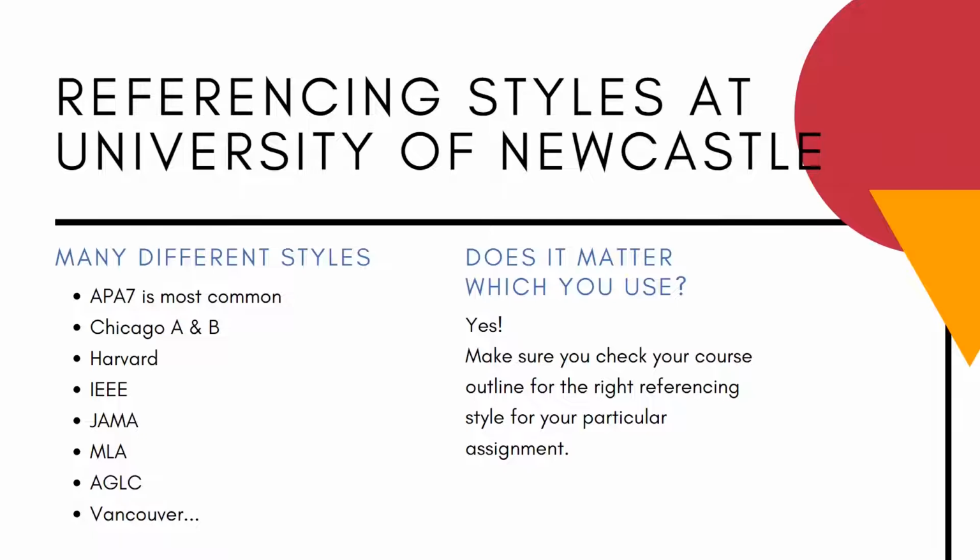Okay, sometimes academics will say, I don't care what referencing style you use, just make sure you're consistent. And if that is the case, I personally would encourage you all to be using APA 7 because it is probably the easiest and the most common of all of them out there. But that's very rare. Most of the time it will be specified in your subject outline and in your assessment tasks.